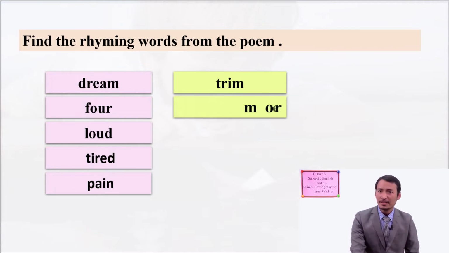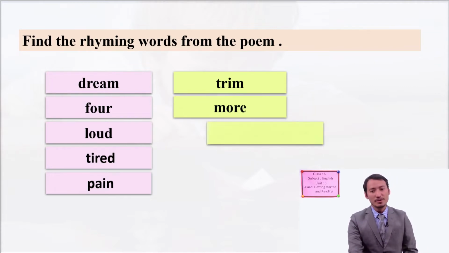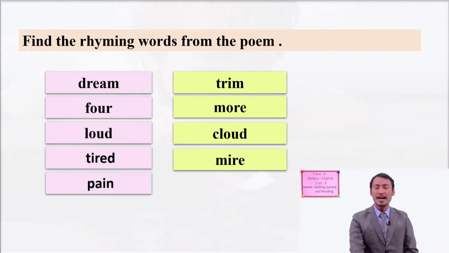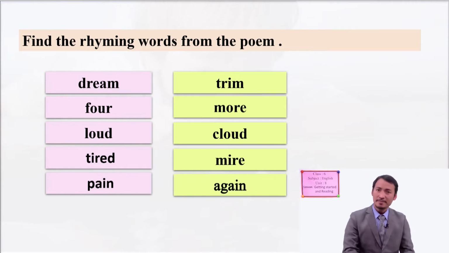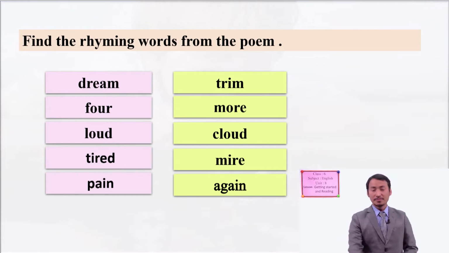For 4, you can find out more. For loud, you can see a cloud there. And for tired, you can see mire. And for pain, there is a word again. Okay, students, these are called rhyming words.